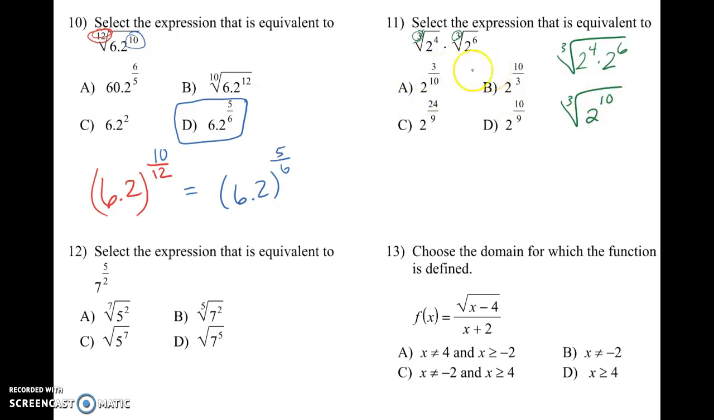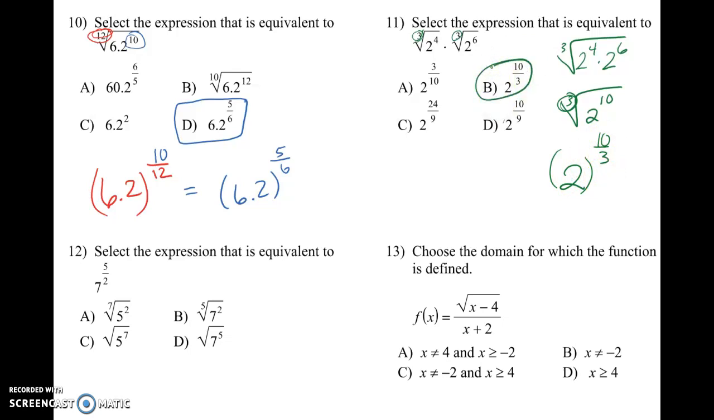Now I look and none of these match this, so we're going to do what we did in number 10 and rewrite this. Remember, the index becomes the denominator of the exponent. So I have 2 to the power of 3 on the bottom, and 10 on the top. So 2 to the power of 10 thirds, and that matches B.